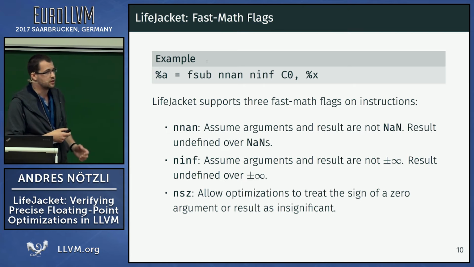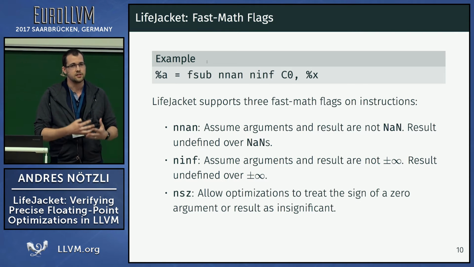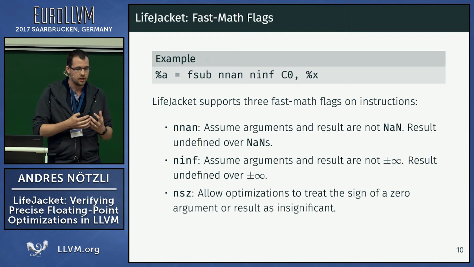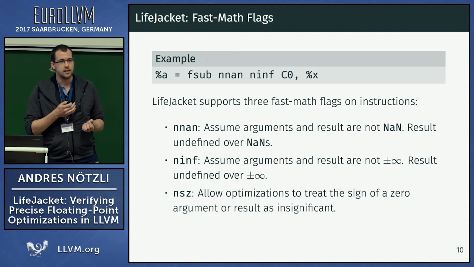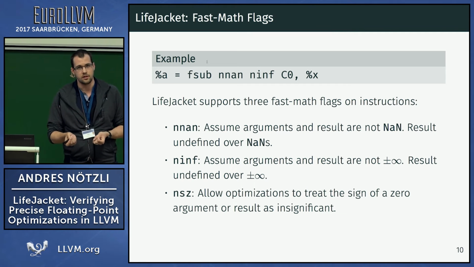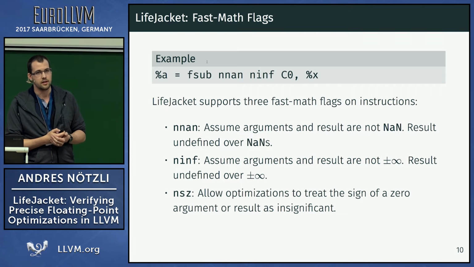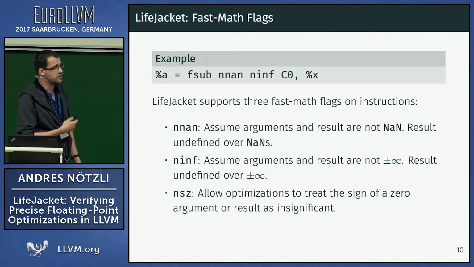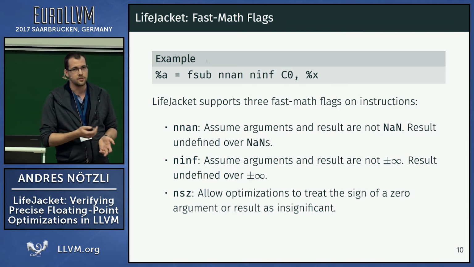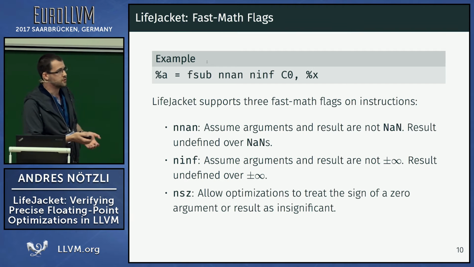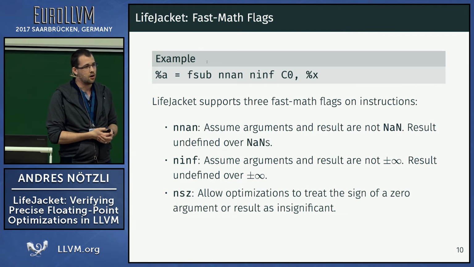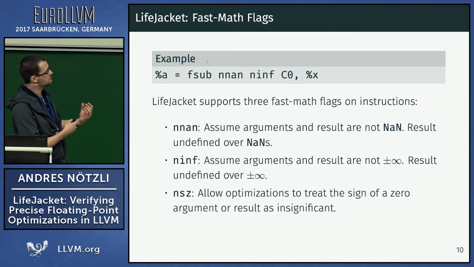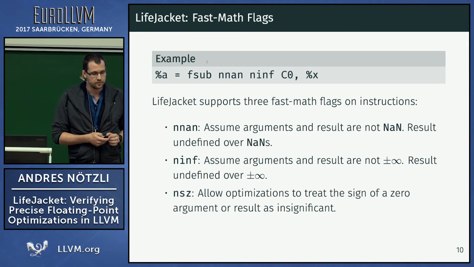The first one is not a number, and what this fast math flag says is that this instruction does not expect not a number either as an argument or as a result. And if it happens to get not a number as an argument or a result, the result is undefined. And similarly, not infinity says that we don't expect positive or negative infinity for the arguments or the result of the instruction. Finally, the last fast math flag says that we don't care about the sign of 0 values. So with this flag, actually, the first optimization would have been correct.